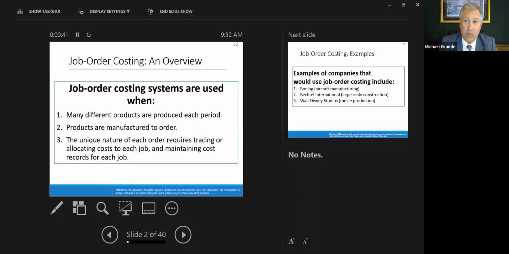House on plat number 1 may be completely different than the house in plat number 2, especially if they are made to customer order, right? Someone comes to you and says, okay, I want you to build a house on this lot.